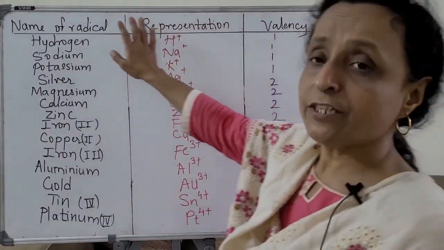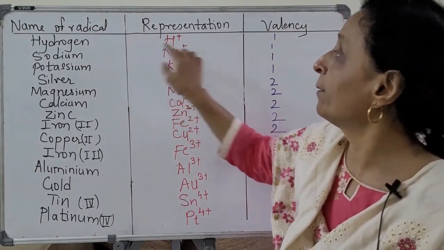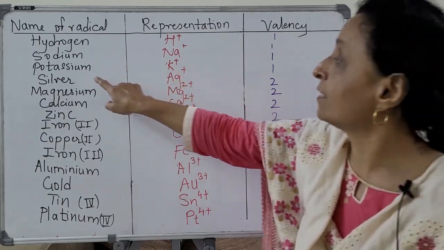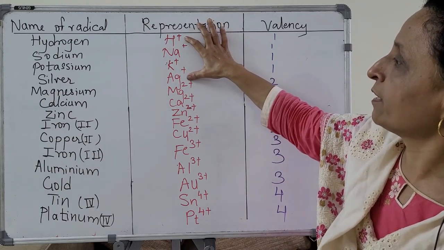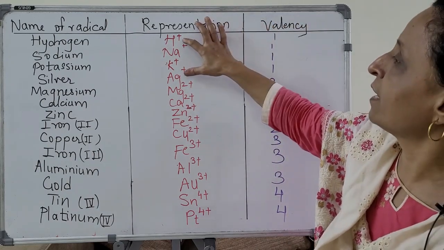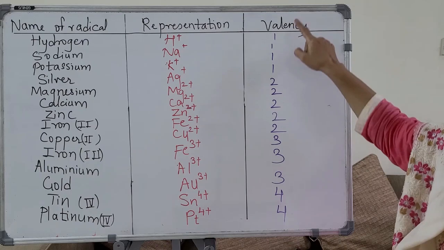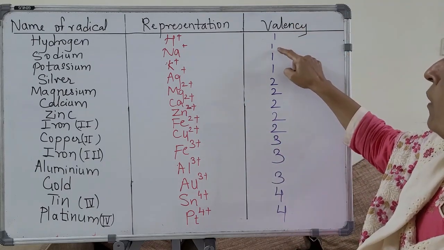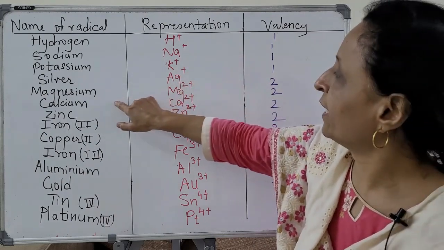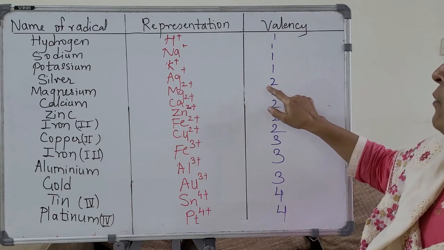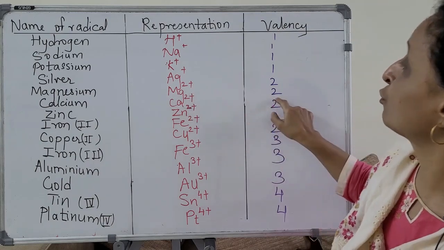Now this is the representation of some positive radicals and their valencies. Hydrogen H+, sodium Na+, potassium K+, silver Ag+, magnesium Mg2+. Now all of these up till silver have only one valency because they have one charge. 1 plus charge, 1 plus charge, valency is 1. The capacity to combine is 1, 1, 1, 1. Now magnesium it is 2. Valency is 2. Calcium Ca 2 plus.